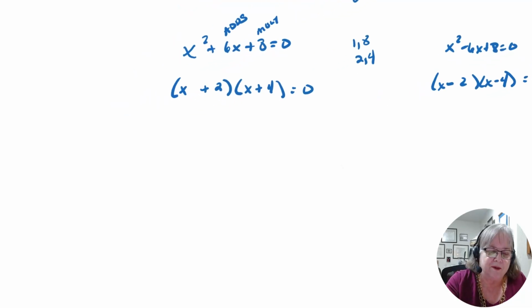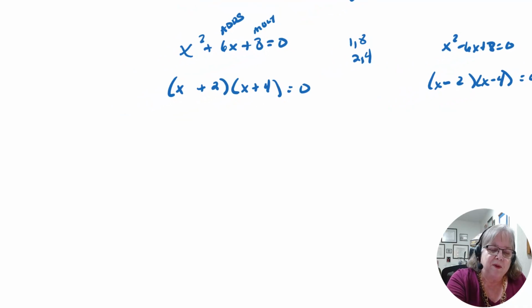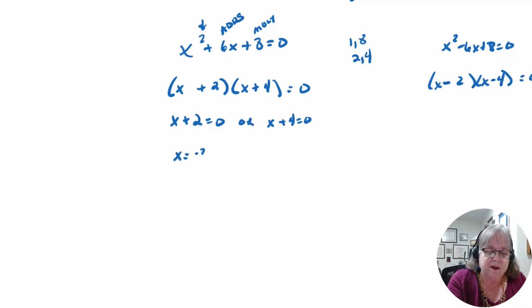All right, back over to here. Because remember, the degree is 2, so I'm expecting 2 answers, 2 factors. All right. So if these two multiply to 0, either x plus 2 is equal to 0 or x plus 4 is equal to 0. So x is negative 2 or x is negative 4.